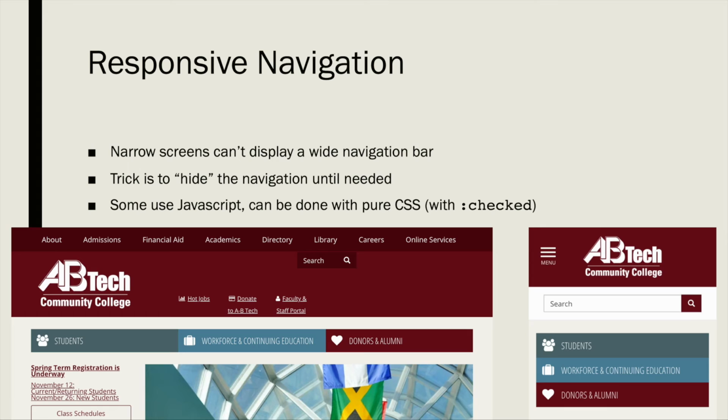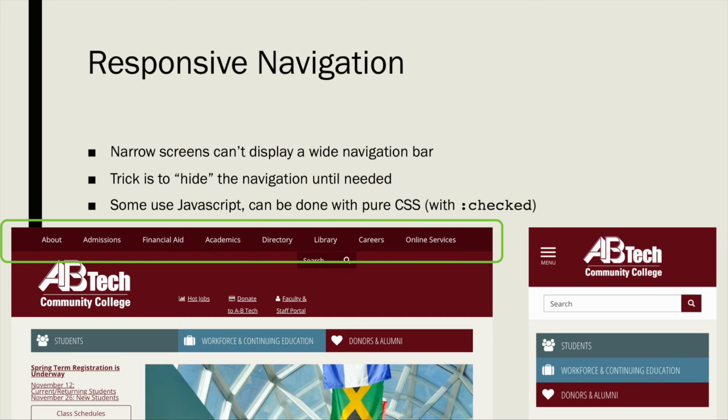When you deal with responsive navigation, narrow screens can't display a wide navigation bar, so the trick is to hide the navigation until needed. Some people use JavaScript, but it can be done with pure CSS, which we'll actually see in the Coded With Me videos. To give you a good example, the screen on the right gives you the full navigation when you're viewing this page on a desktop or a laptop. But on a mobile device, that whole concept is shrunk down to what's known as a hamburger menu. And based on that, this allows for the actual menu to be hidden until it is needed.